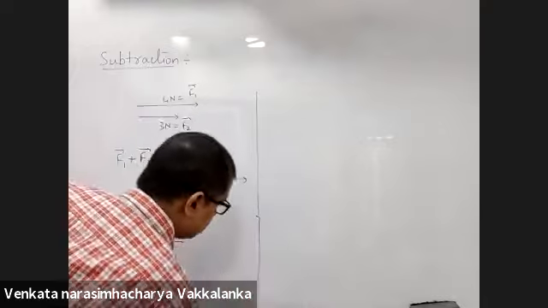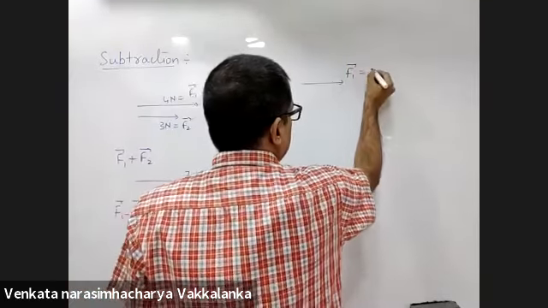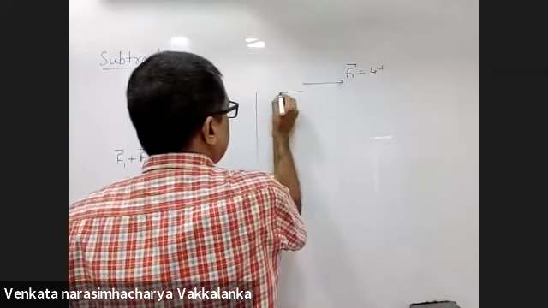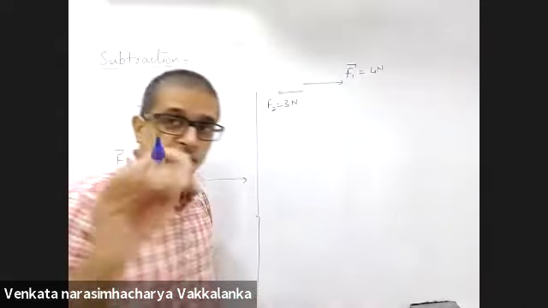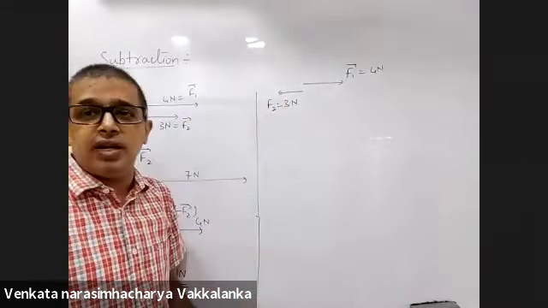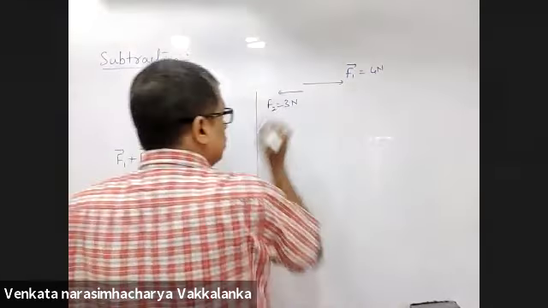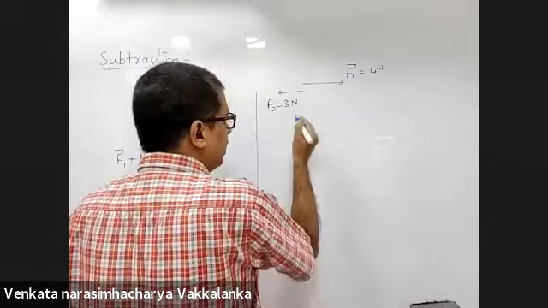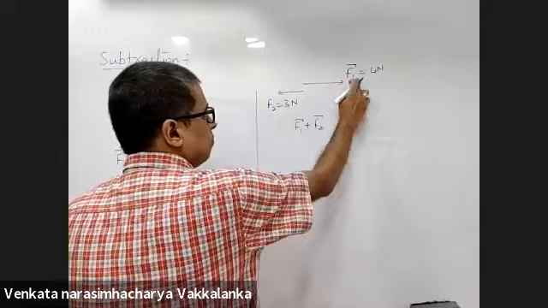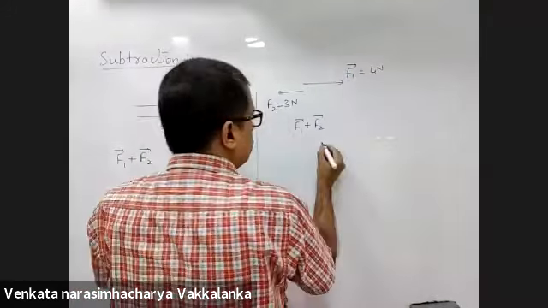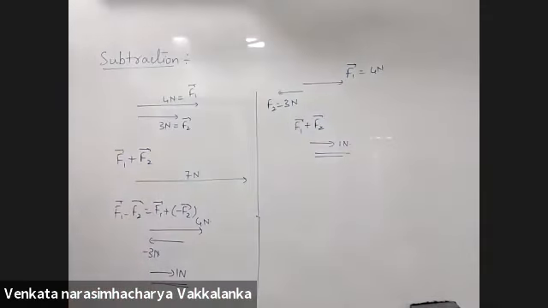Suppose somebody is asking me, F1 is 4 Newton and F2 is 3 Newton. F2's original direction is in this direction. Here F2 and F1 are in the same direction. Here F2 is in this direction. Right? F1 plus F2 will be 1 Newton in this direction. Is this point clear to all?